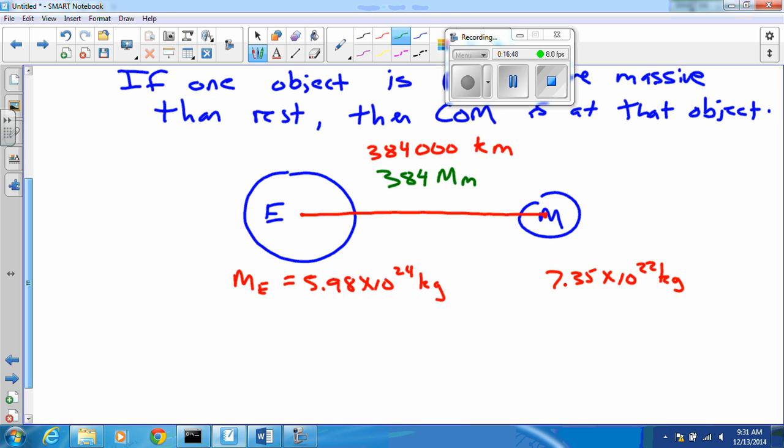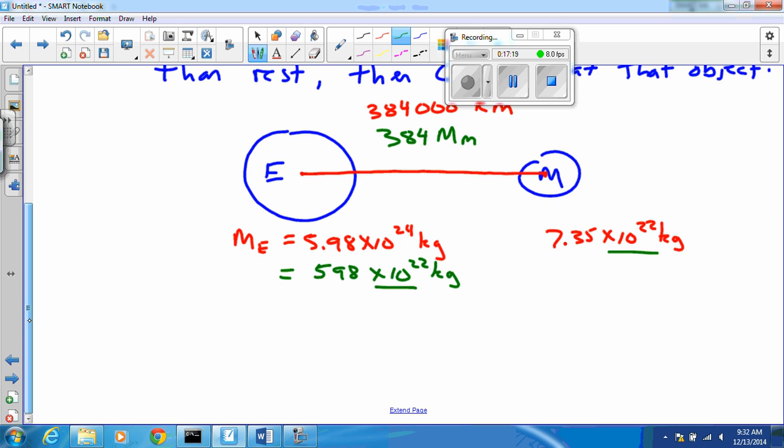Now I'm going to do a couple of things with the numbers to make the computation easier. The first thing is I'm going to rewrite this distance in units that have fewer zeros. So 384,000 kilometers is the same as 384 megameters. And I'm also going to write the masses so that they have the same exponent. 5.98 times 10 to the 24th kilograms is the same as 598 times 10 to the 22nd kilograms. And now my masses have the same exponents, and I can effectively ignore that exponent because it cancels out in the computation.